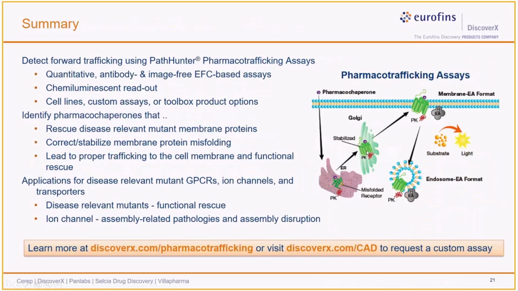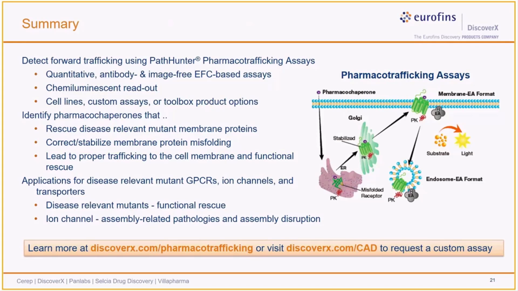All right, let's end the video by summarizing what we've talked about. We talked about forward trafficking of the PathHunter Pharmacotrafficking Assays. It's a quantitative, antibody and image-free type of analysis you're looking at. Chemiluminescent readout, we have cell lines, custom assays, and we even have toolbox products. So these are vectors that you can buy and create your own cell-based assay in-house for not only pharmacotrafficking, but a lot of other EFC-based assays.